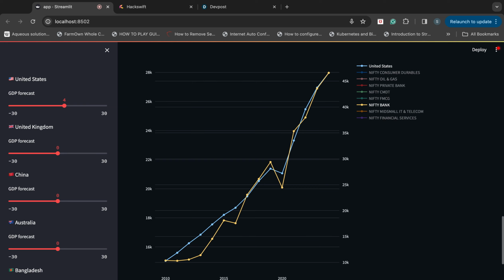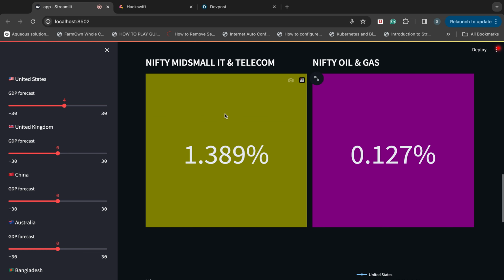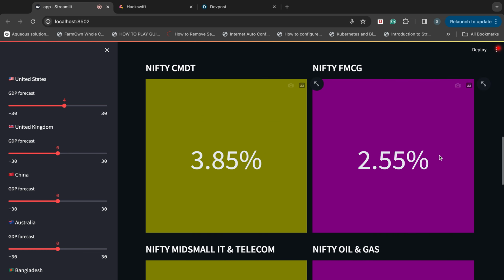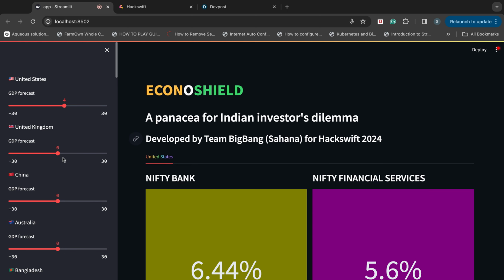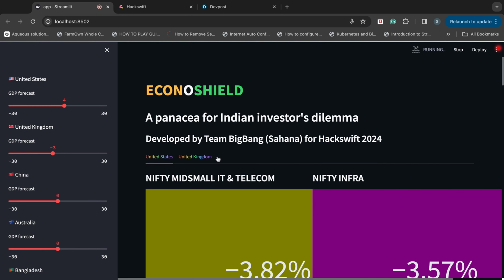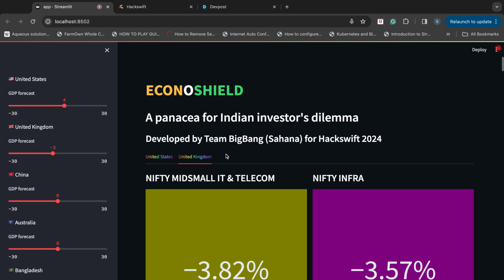Here we have chosen our country as US, so US's GDP on our sectors. So the model is able to show all of these curves for us and all those percentage values and how the sectors are affected here. So next we go to United Kingdom. Say the United Kingdom's GDP decreases by 3%. So we see that the tab United Kingdom is created here automatically.